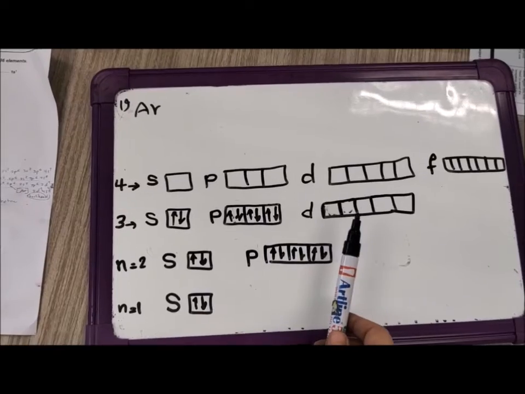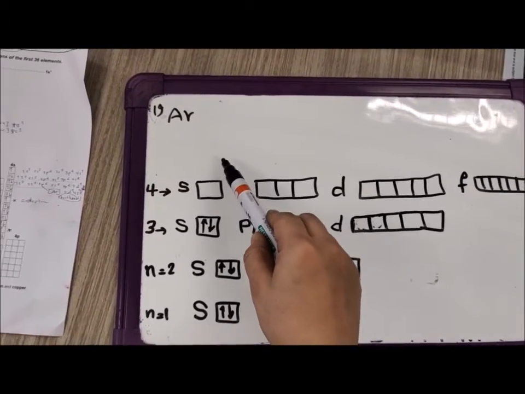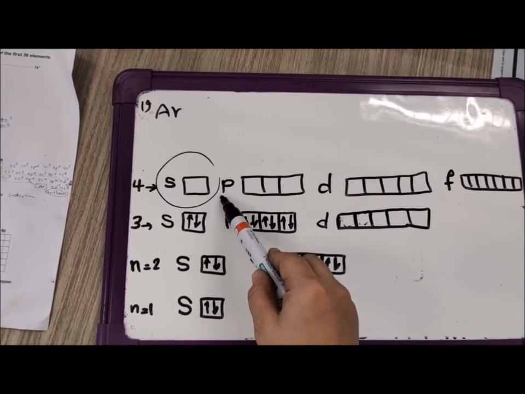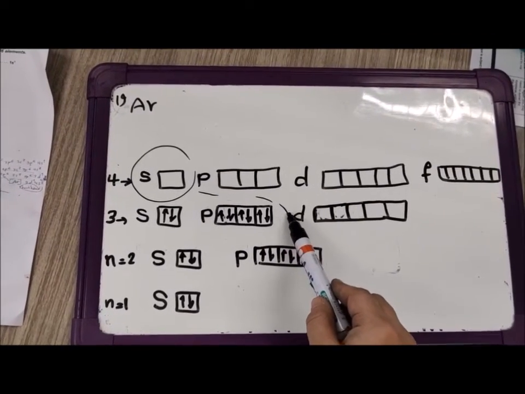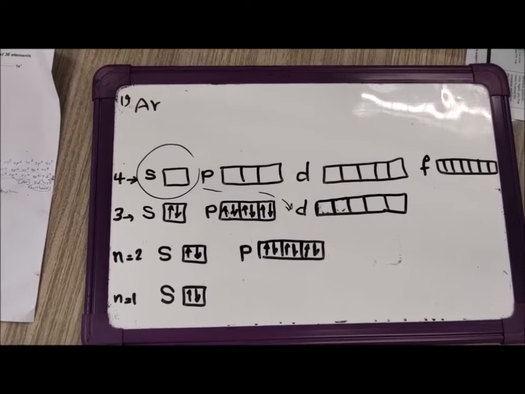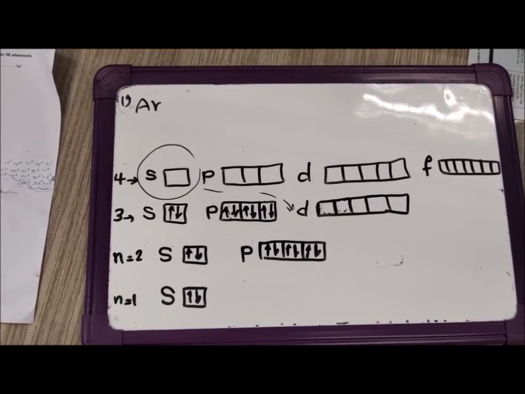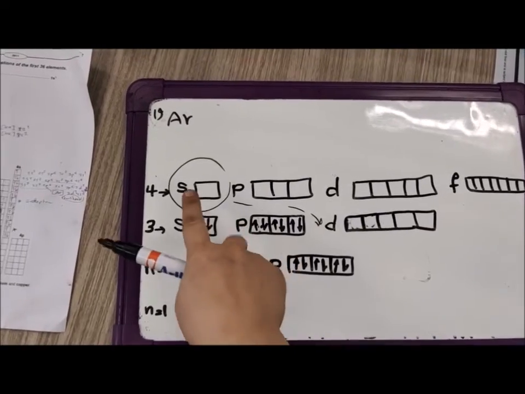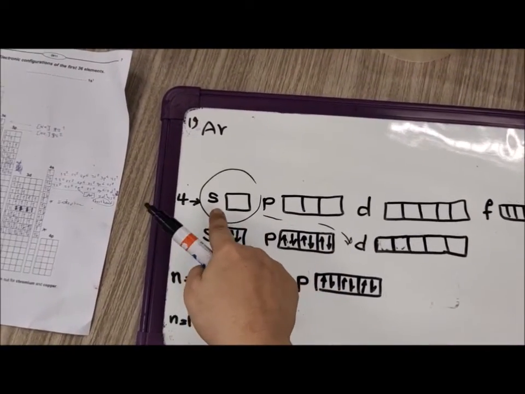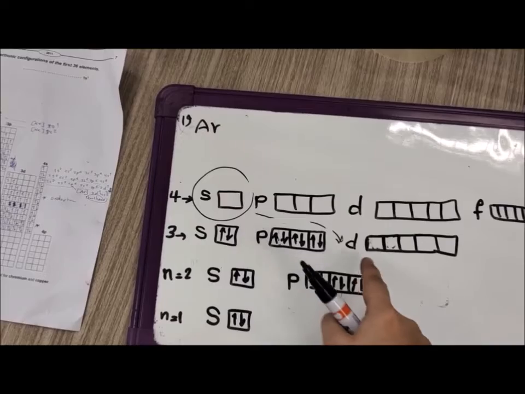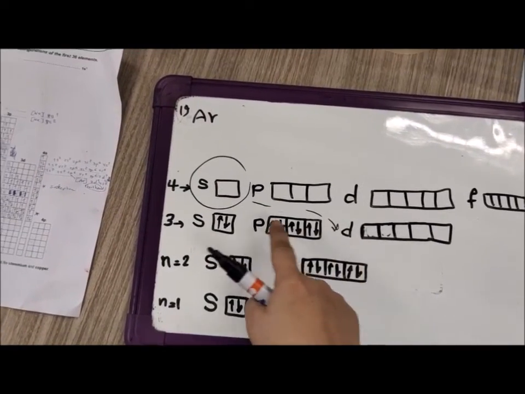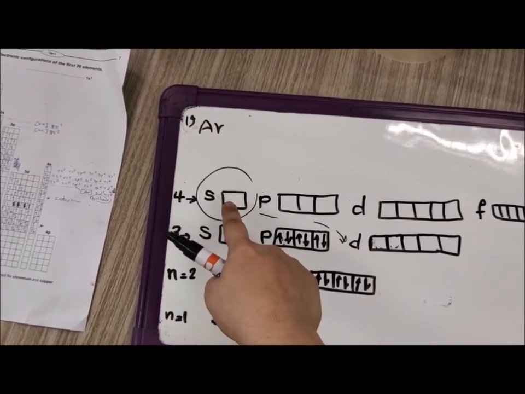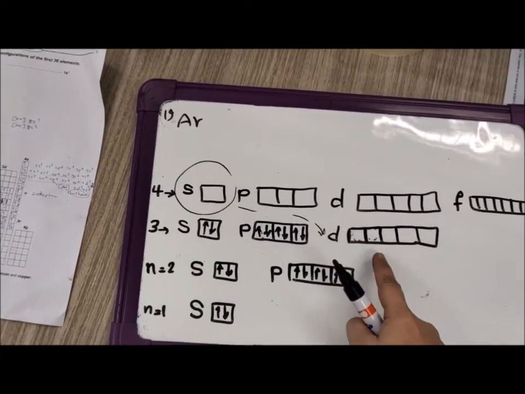Actually, it doesn't follow the rule because the s orbital in the shell 4 is lower in energy than the d orbital in the third shell. When you make a comparison between these two, the energy level of the s orbital in the fourth shell is lower than the d orbital. So it should be filled up first, not this one. Once this one is filled up and completed, you can continue with filling up the d.